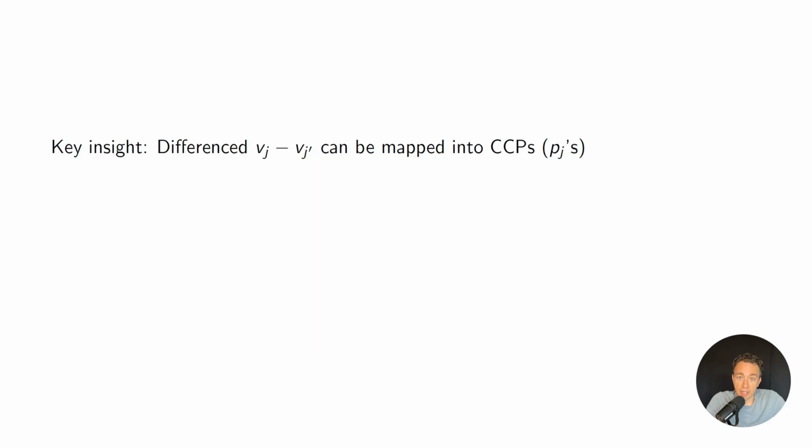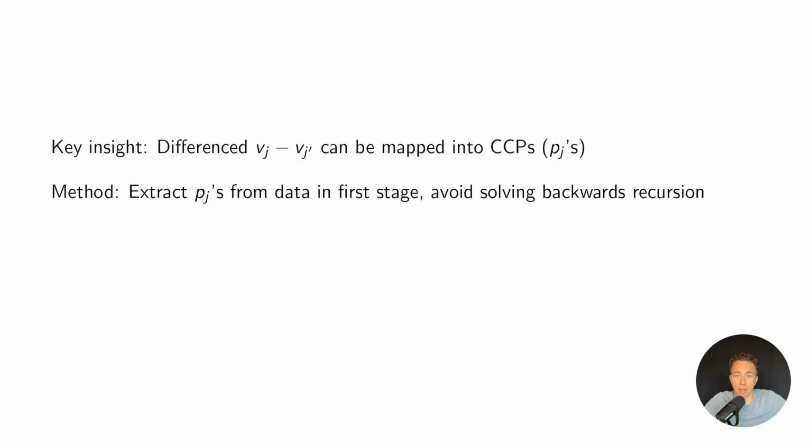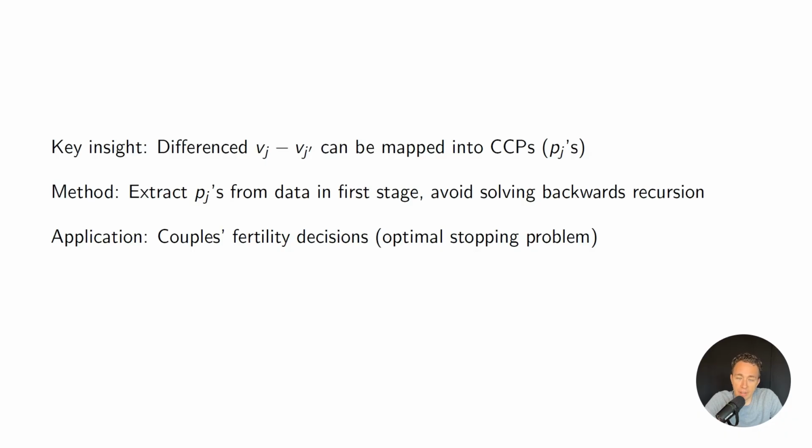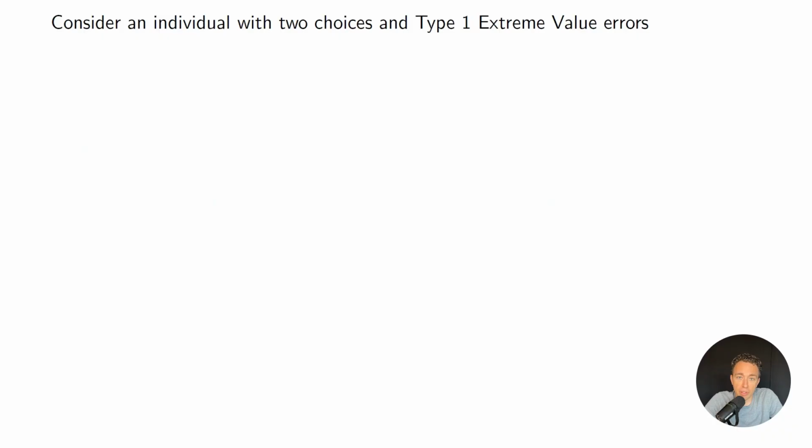As we talked about in the prior video, the key insight here is that these differenced conditional value functions can be mapped into conditional choice probabilities. The main estimation method is that we extract these CCPs in the first stage of our estimation using data, and that we can use this to avoid solving the backwards recursion problem. This application is on fertility decisions among couples, and this is a classic case of an optimal stopping problem.